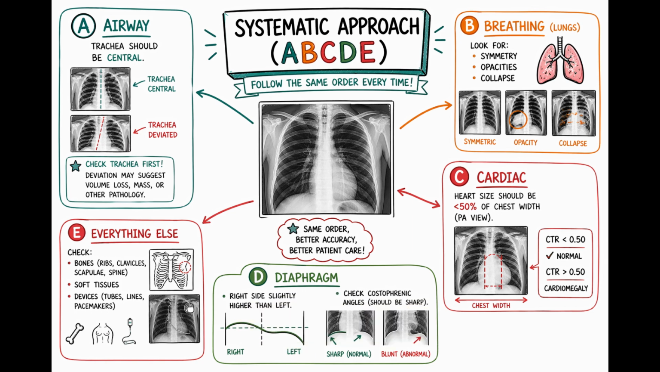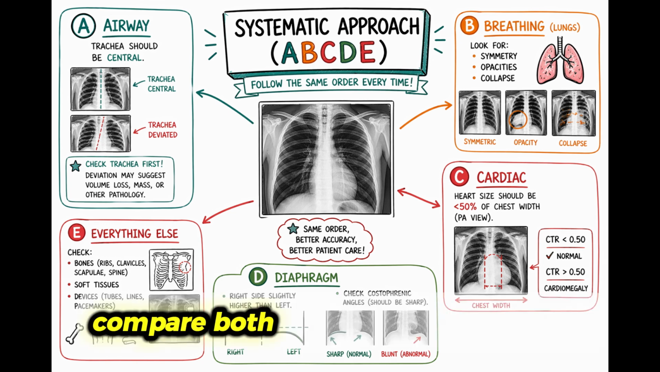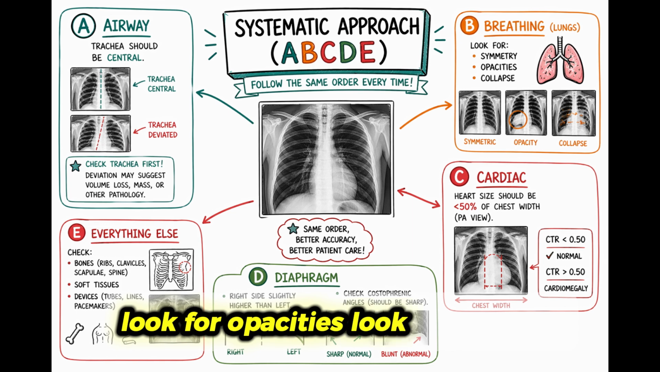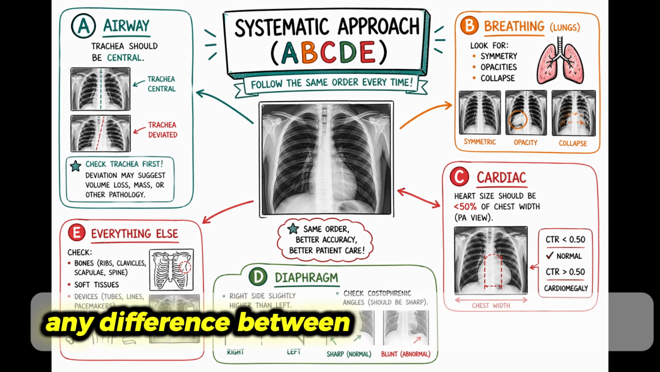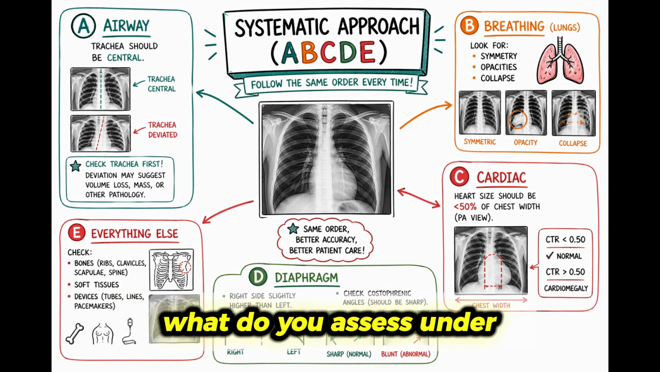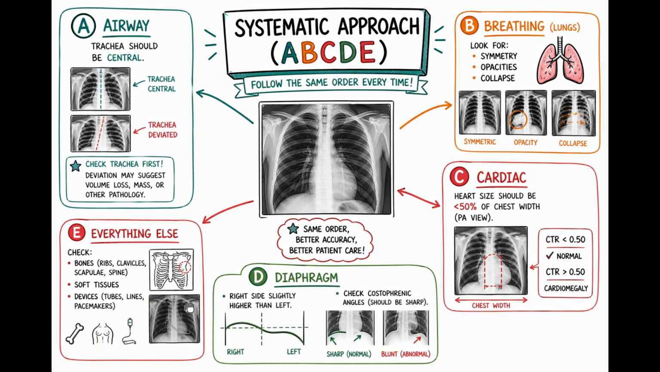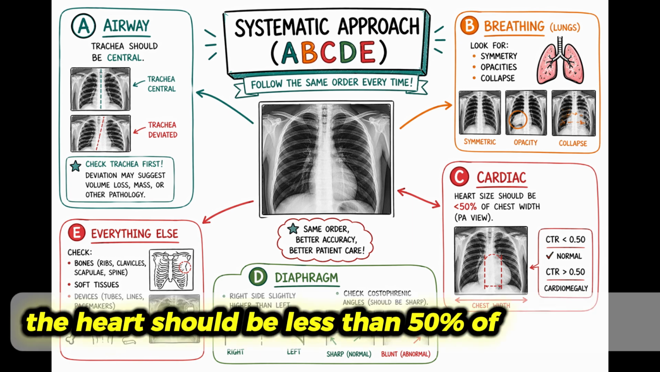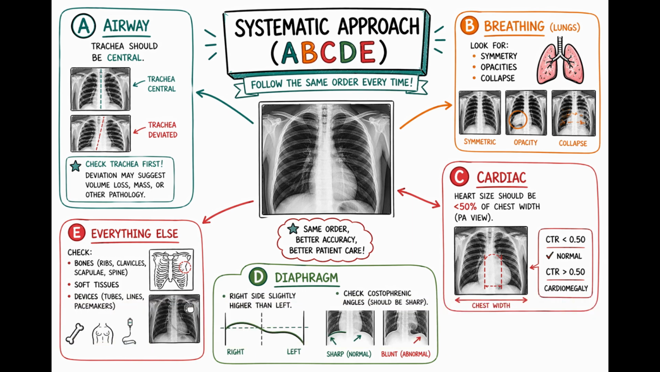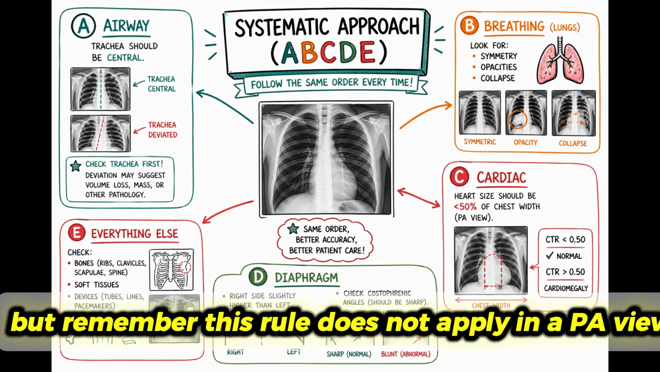What about B? B stands for breathing, that means lungs. Compare both sides. Look for symmetry, look for opacities, look for collapse. Any difference between left and right is a clue. What do you assess under C? You assess cardiac size. In a PA view, the heart should be less than 50% of chest width. If it is more, think cardiomegaly. But remember, this rule does not apply in AP view.